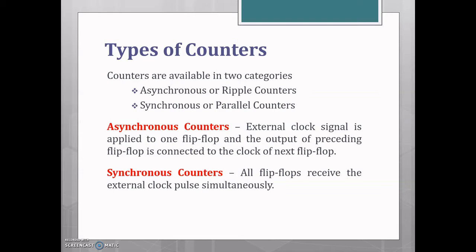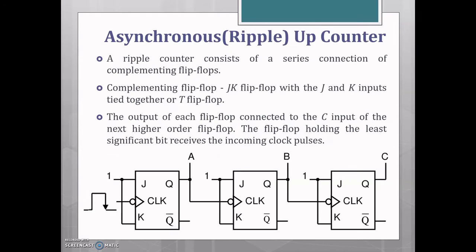In the synchronous counters, the clock pulse is applied to all the flip-flops simultaneously, so they are also referred to as parallel counters. The speed is higher compared to the asynchronous counters. Coming to the asynchronous up counter, it consists of a series of complementing flip-flops. The complementing flip-flop can be obtained by using a JK flip-flop with J and K inputs tied together, or using a T flip-flop, that is a toggle flip-flop, with the input as logic 1.